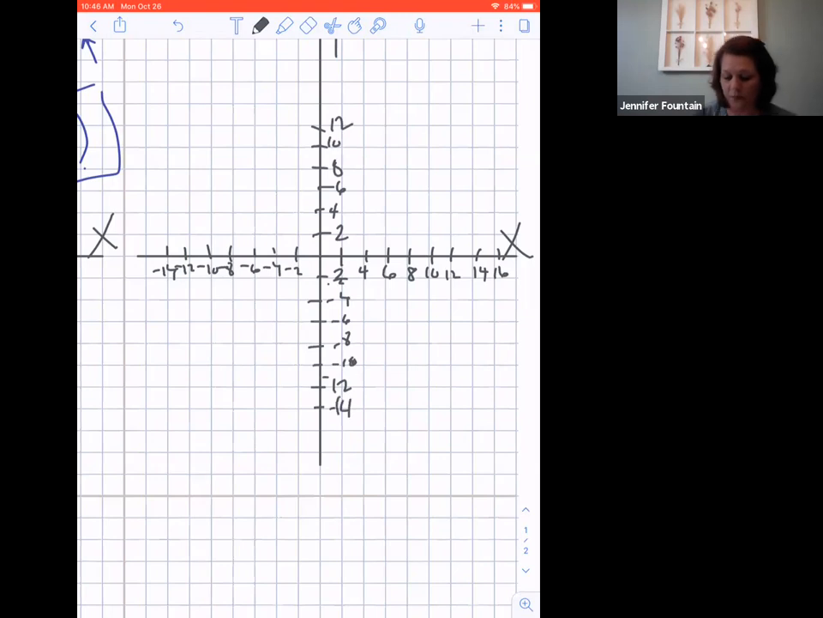So it is totally fine to create graphs with different numbers other than 1, 2, 3, 4. I can count by 2s, I can count by 3s, I can count by 5s, I can go by 10s, whatever I need to do.